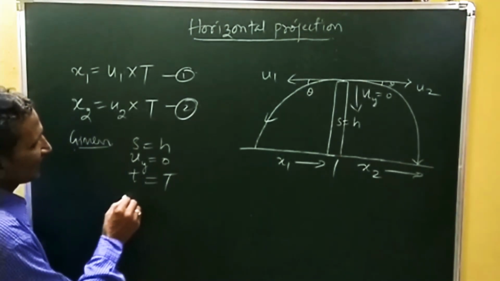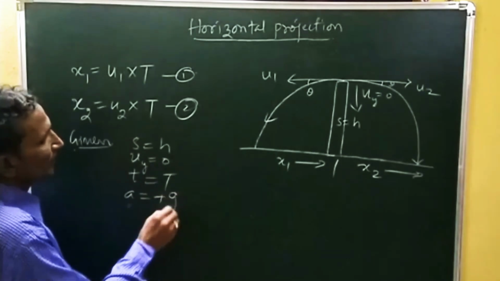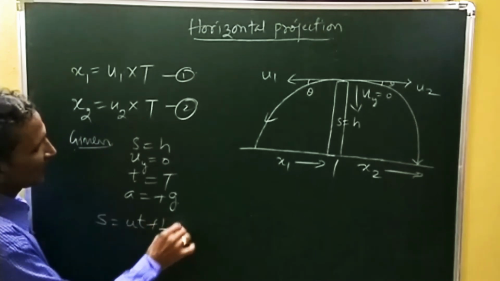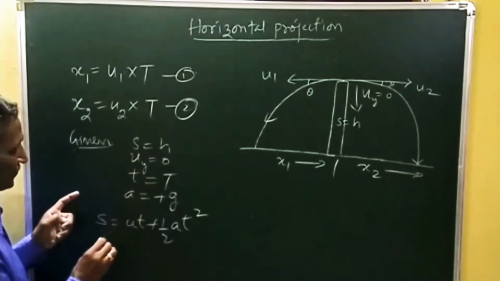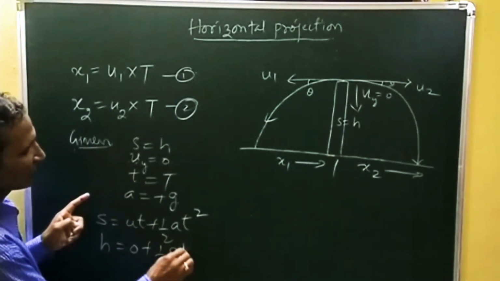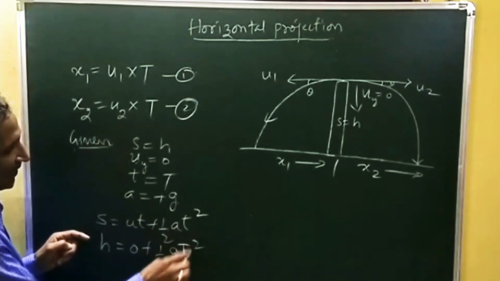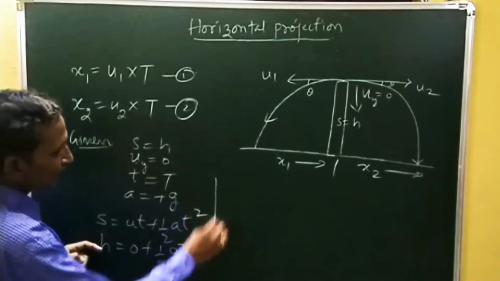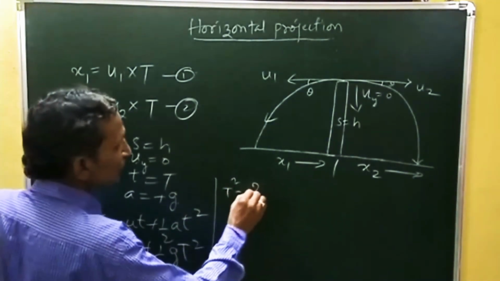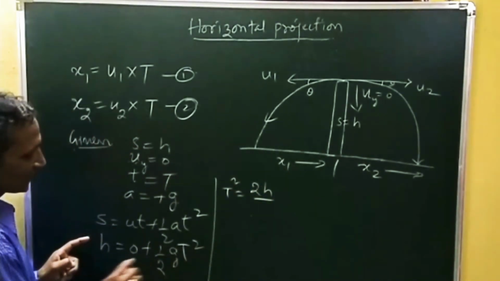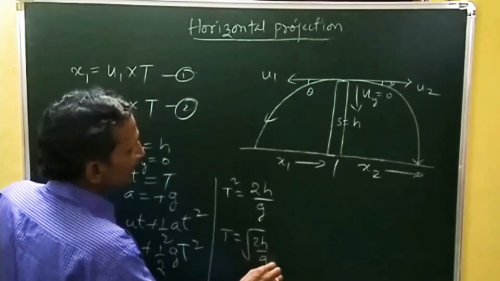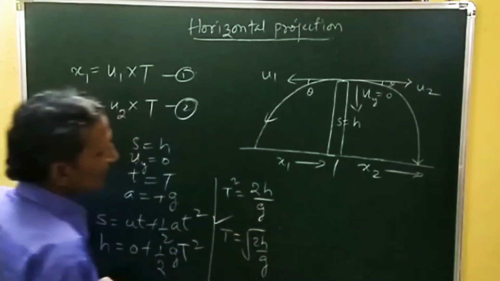Now, the acceleration a is equal to plus g, as it is coming down. Taking the relation s is equal to ut plus half at square, what is the s value? It is h in the y direction. The initial velocity in the y direction is 0, plus half g T square, where T is the total time taken. So T square is equal to 2h by g, and removing the square on both sides, T is equal to under root of 2h by g.